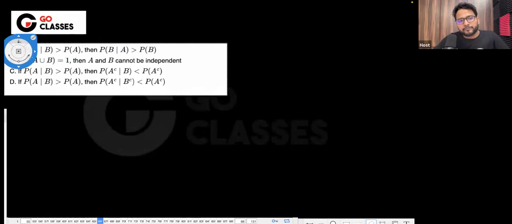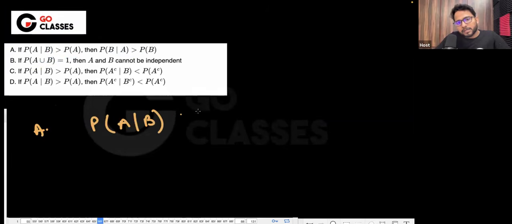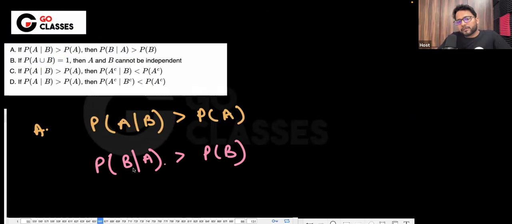So option A is saying the probability of A given B is greater than PA, right? Then they are asking whether B given A is greater than PB or not. See, there is nothing specific about A and B, right? So you can definitely switch A and B, using symmetry. Then probability of B given A will also be greater than probability of B. I mean, you replace A with B and B with A. Based on the symmetry you can say this, or you can also solve this. It's not a big deal to solve.